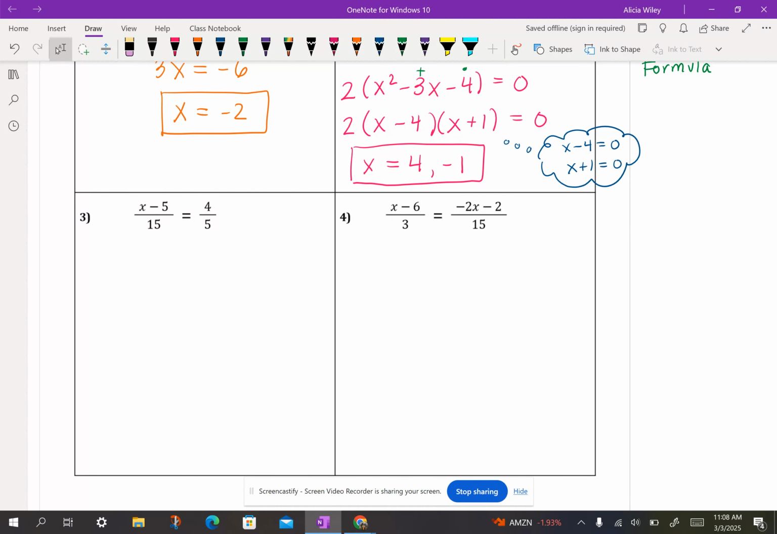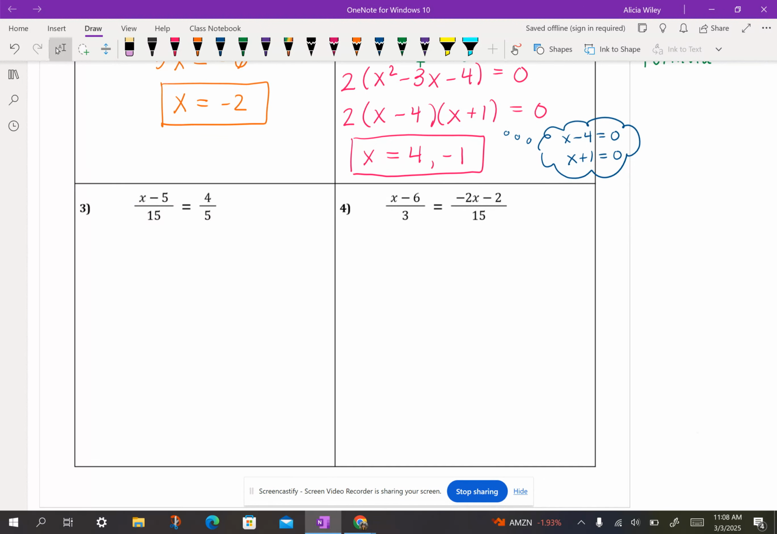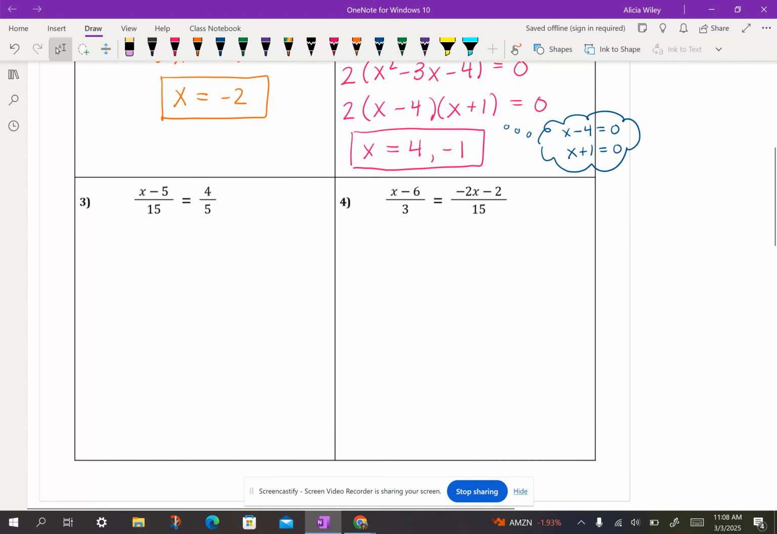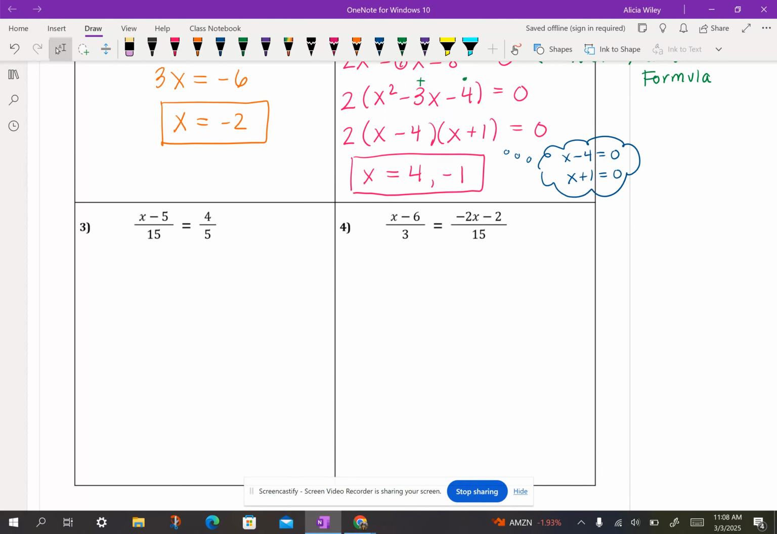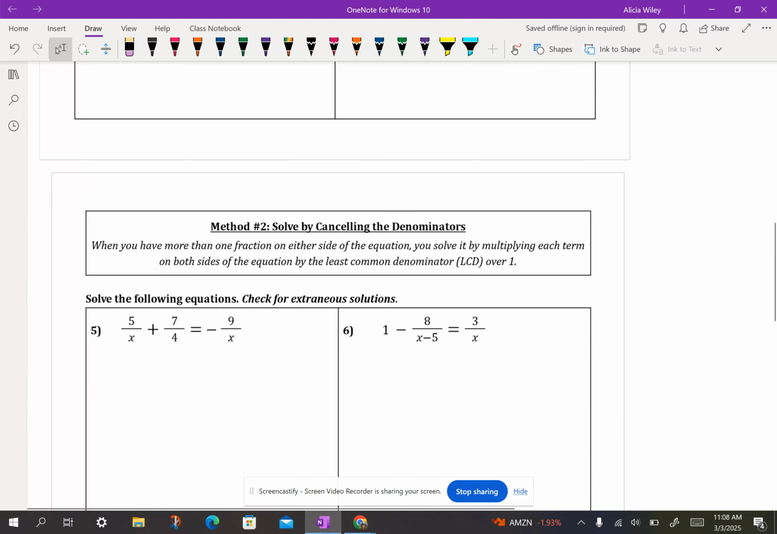I'm going to leave numbers 3 and 4 as extra examples that you can try on your own. It's just more of that cross multiplication. Okay, let's go to the back.